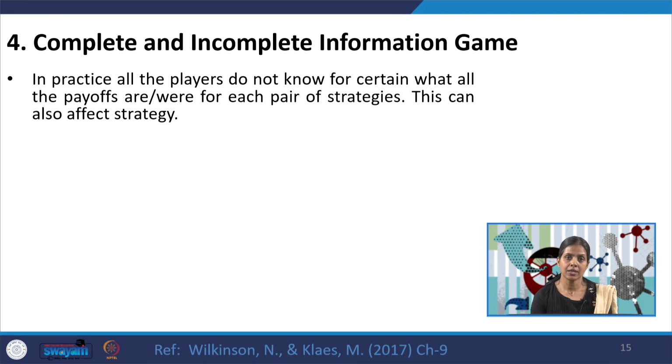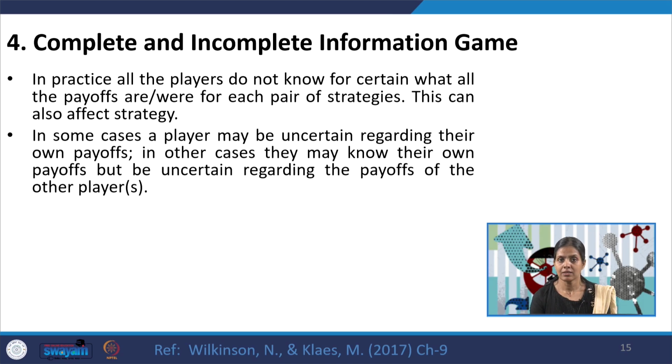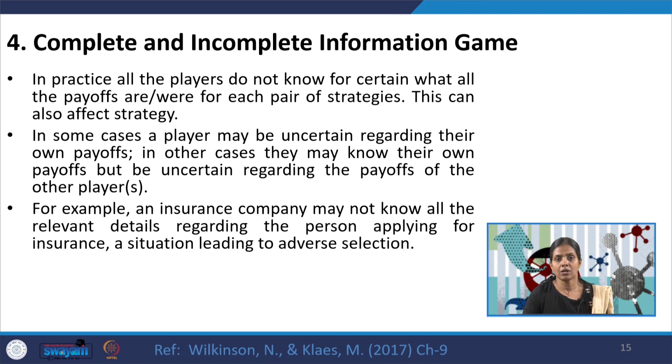The next one is complete and incomplete information games. In practice, all the players do not know for certain what all the payoffs are for each pair of strategies. This can also affect strategy or decision making. In some cases, a player may be uncertain regarding their own payoffs. In other cases, they may know their own payoffs, but be uncertain regarding the payoffs of the other players. For example, an insurance company may not know all the relevant details regarding the person applying for insurance, a situation leading to adverse selection. In economics, again a celebrated concept is information asymmetry.